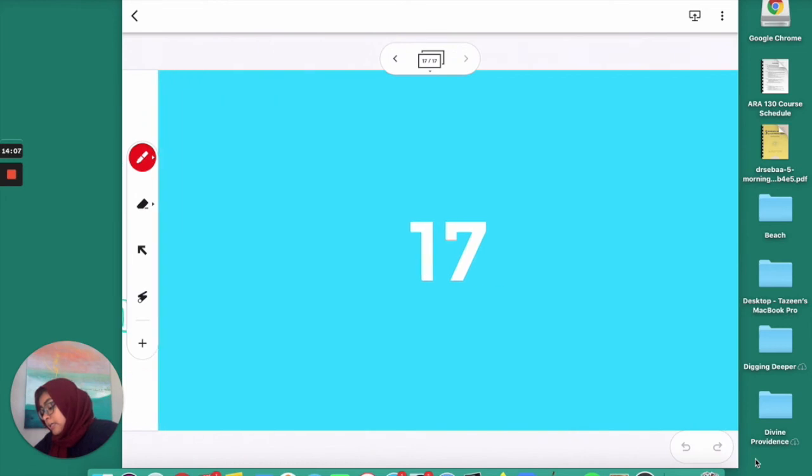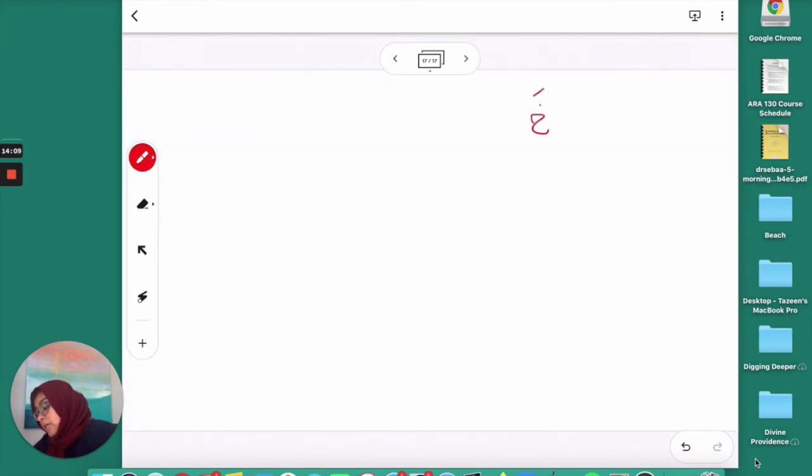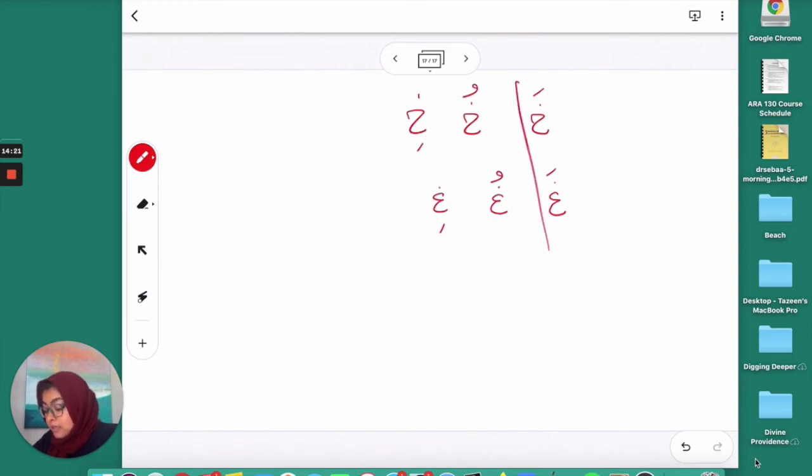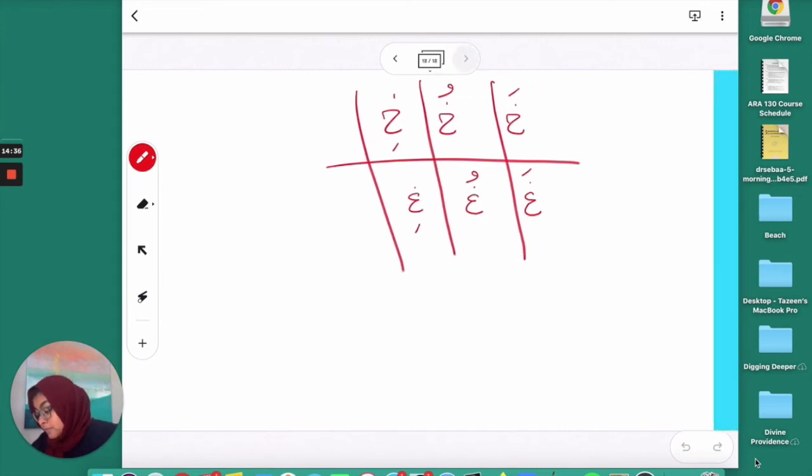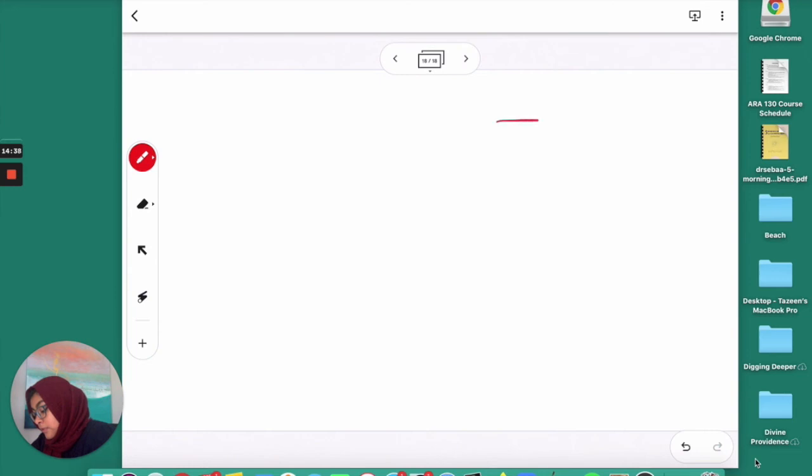So if we compare and contrast both of them: kha, khu, khi, gha, ghu, ghi, kha, gha, khu, ghu, khi, ghi. That's the difference between those two. Okay. So let's look at some words then. You already know what it looks like. Go ahead, write initial, medial, final.